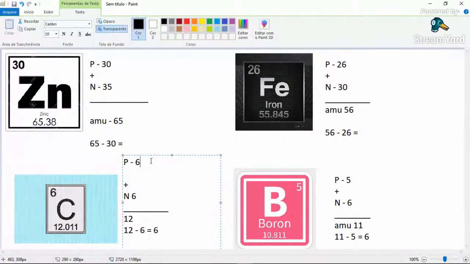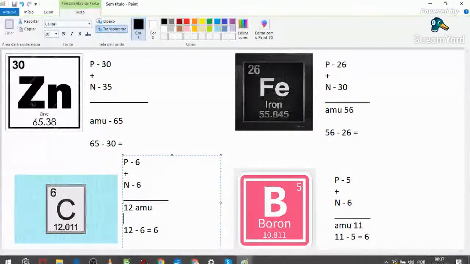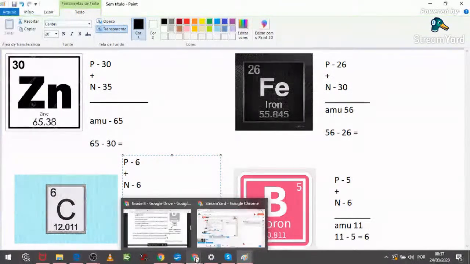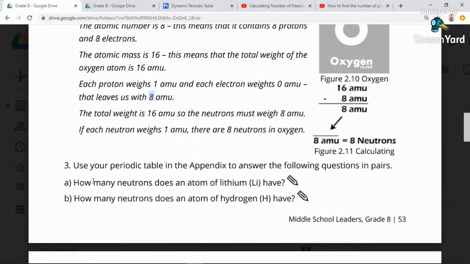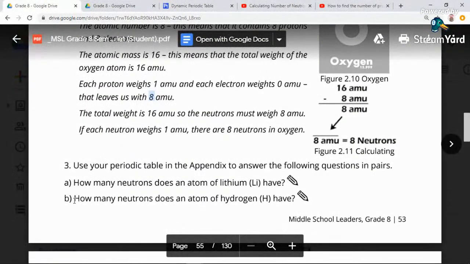6 plus 6 equals 12, which is the AMU. Okay. Now, was that difficult? No, it wasn't. I know that's what you're saying in your house. It was not difficult to do, right? So that's going to help you answer A and B, okay?